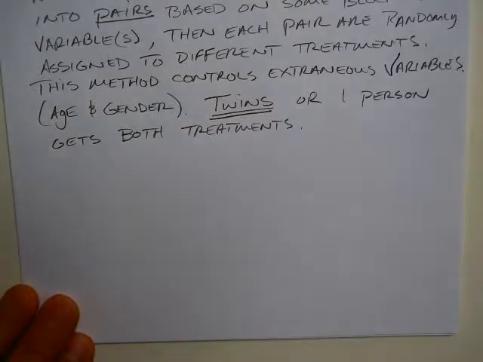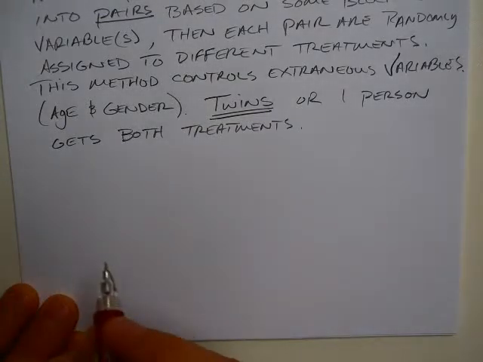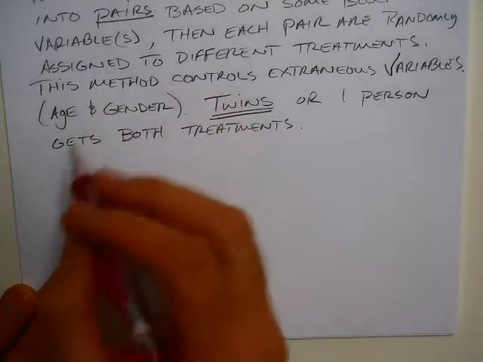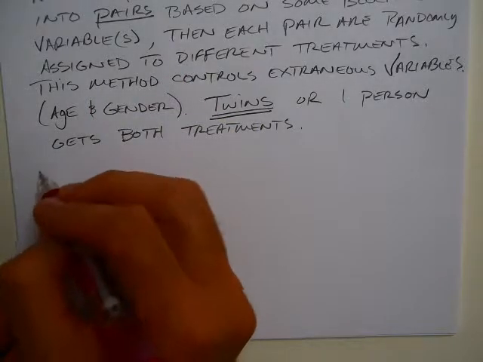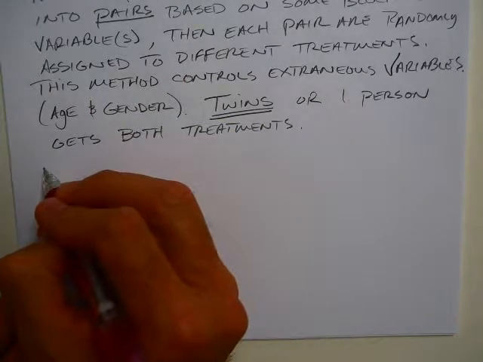All right, the last one is double. It's not a design or sample. This is an idea that you need to know about. It's called double-blind experiments.